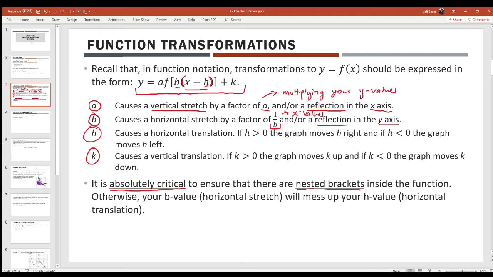So for example, if you had y equals f of 2x plus 4, we'll say, you might be tempted to look at this and go, oh, this is your h value, you're moving left 4. But that's not actually the case. This 2 needs to be outside of some brackets. And we can quite relatively easily change this. We just have to take this 2 and divide both of these terms by that 2.